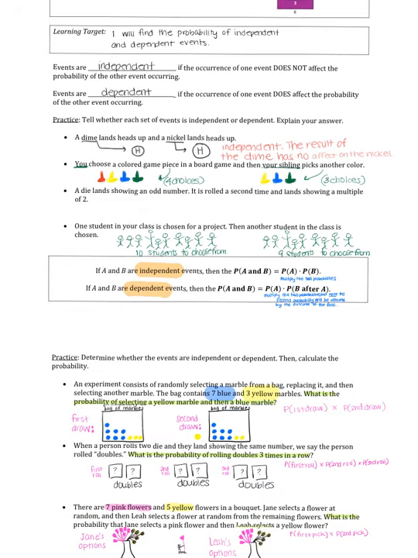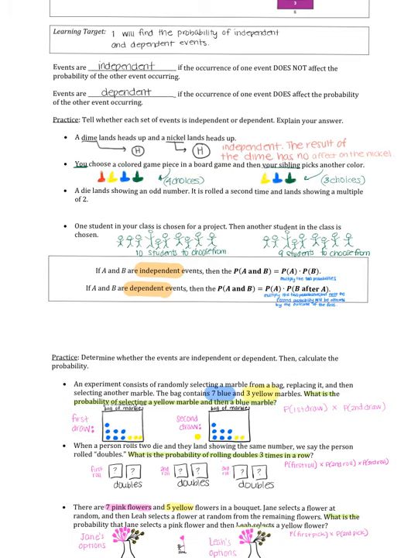In our second example, you choose a colored game piece in a board game, and then your sibling picks another color. Your choices would include 4 colors, but after you have chosen a piece, say you choose the red one, your sibling would only have 3 choices.